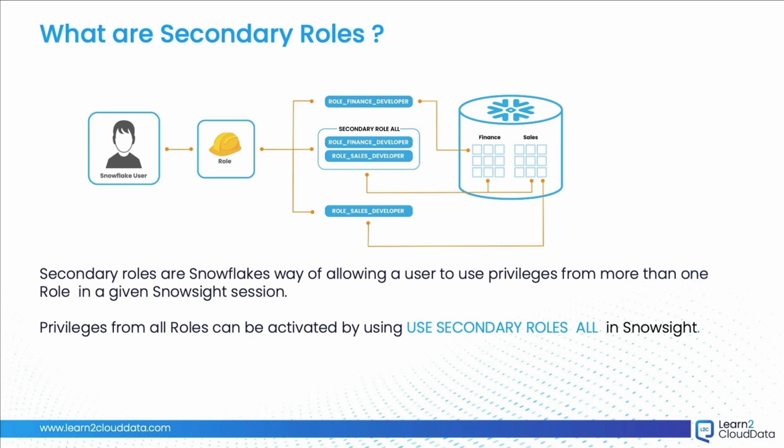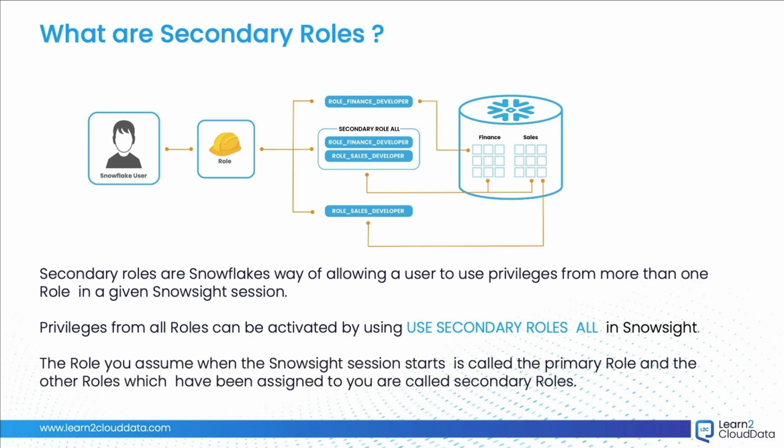When you execute this command, all the privileges from all the roles that you have access to become available in that session. You will now be able to join the tables from the sales and finance schema to generate the data requested by VP Finance. The role you assume when the Snowsight session starts is called the primary role, and all other roles which have been assigned to you are called secondary roles.